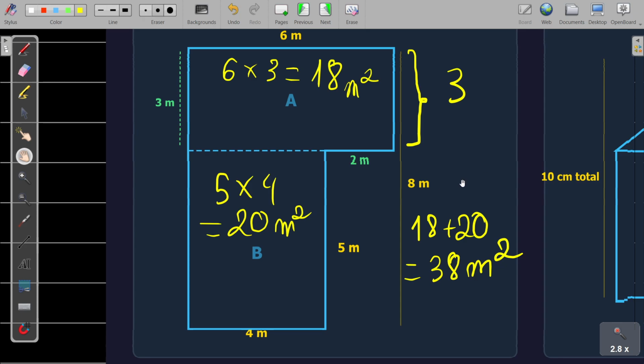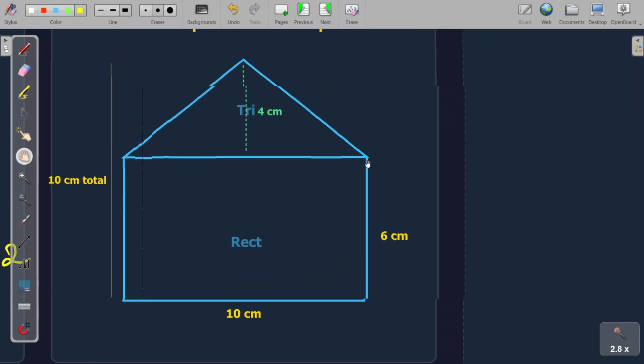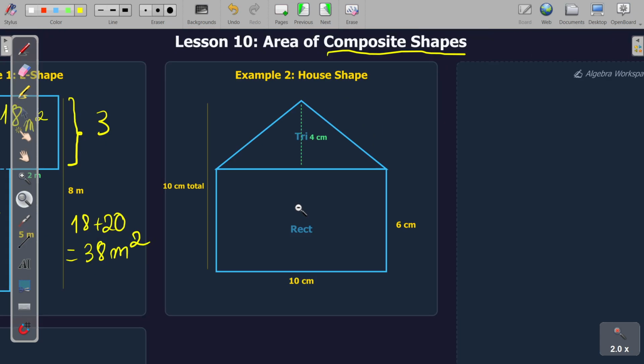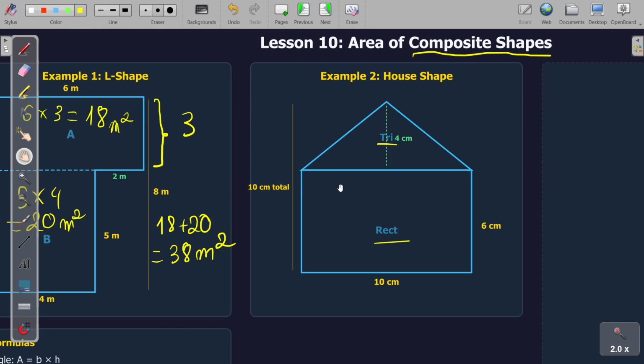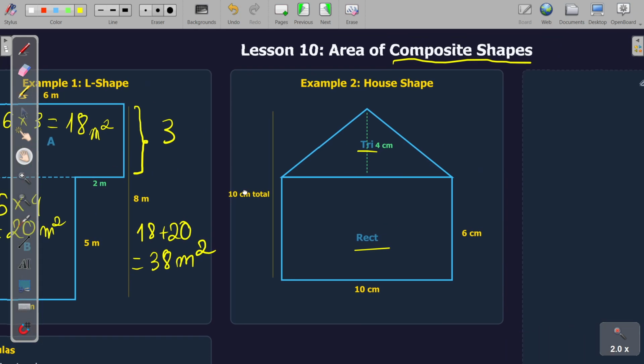Let us look at one more composite shape. Now this is going to be different, of course. This is going to be a rectangle with a triangle on top, basically a house shape. Okay, so of course we need to calculate the total area. The total area will just be the total area of the triangle plus the rectangle. Pretty simple, just like the last one, but instead of another rectangle we have a triangle here.